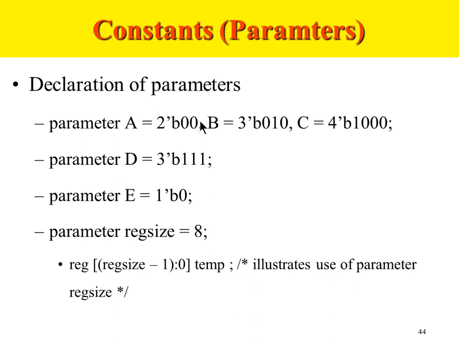So, simple question. What is 010 in equivalent decimal? What is 1000 in equivalent decimal? What is 111 in equivalent decimal? I want you to basically convert these binary numbers to decimal numbers.